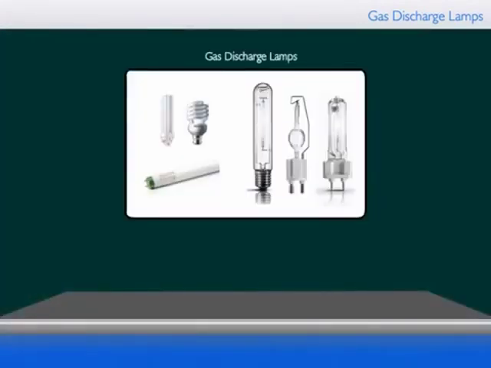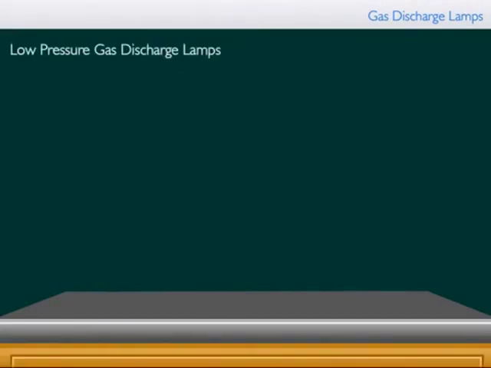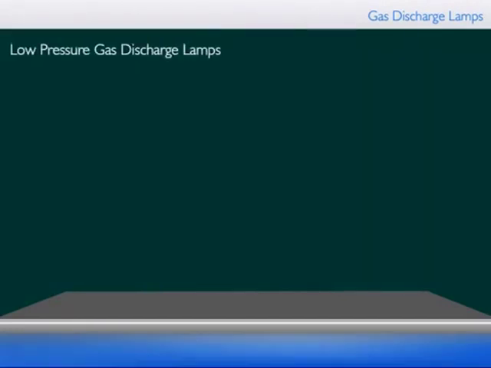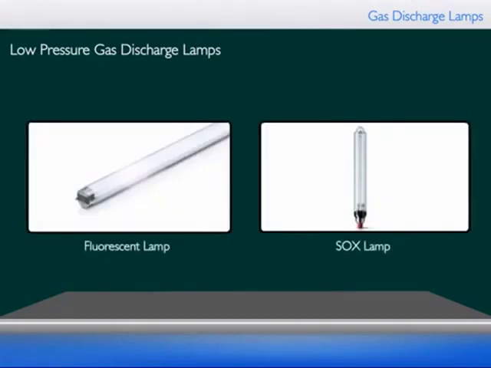There are 2 types of gas discharge lamps, low pressure and high pressure. Low pressure gas discharge lamps. The 2 most well-known types of low pressure gas discharge lamps are fluorescent lamps and SOX lamps.